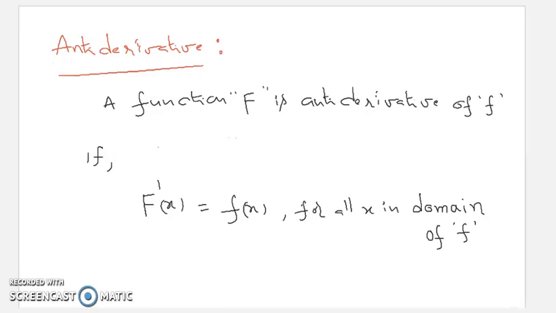Now, antiderivative definition. A function capital F of x is said to be an antiderivative of the function small f of x, if it satisfies capital F dash of x is equal to small f of x. Small f of x means our given function, for all x in the domain of f.